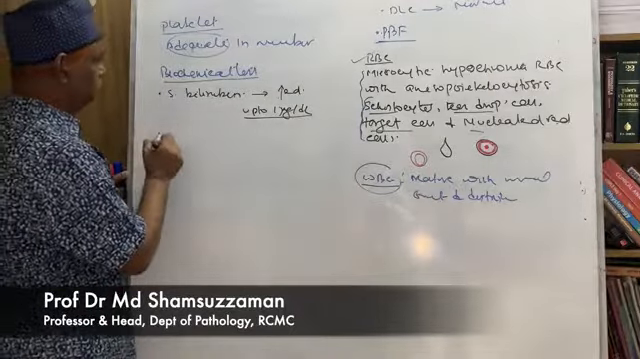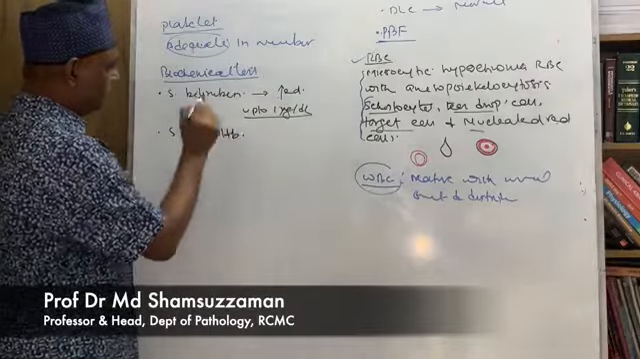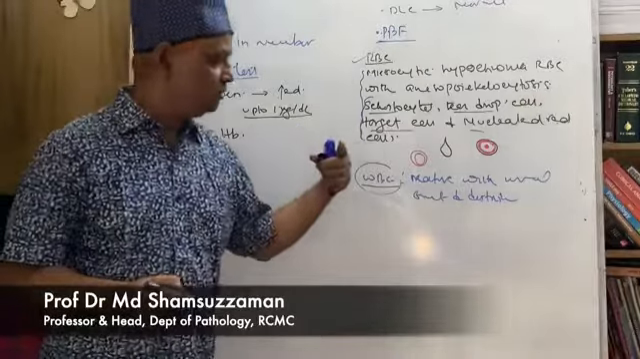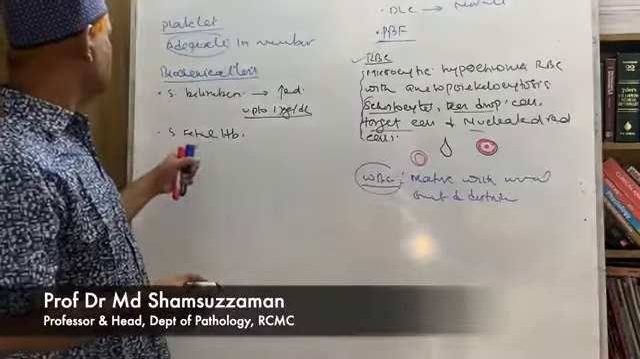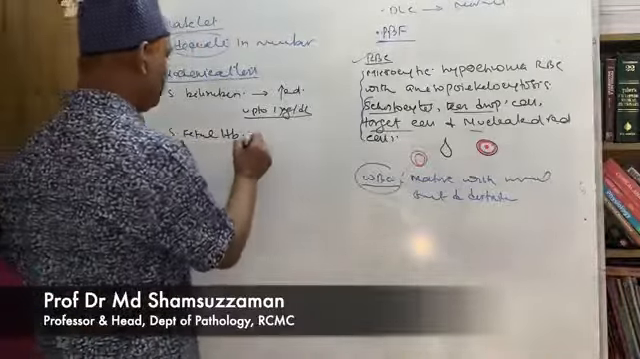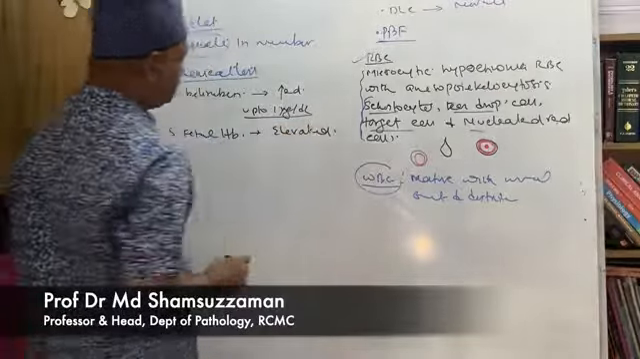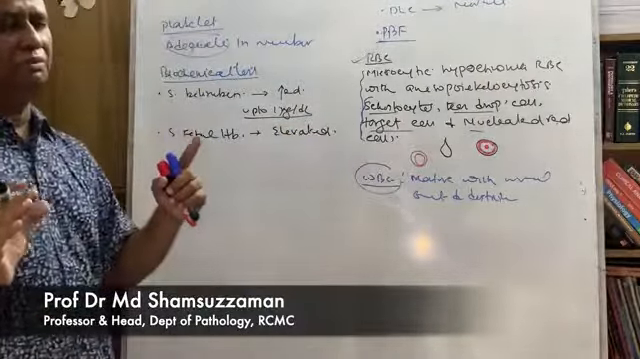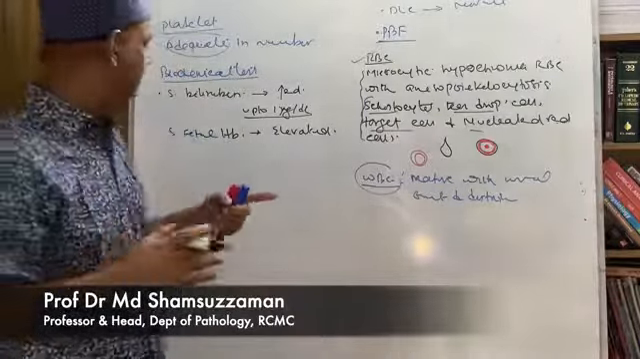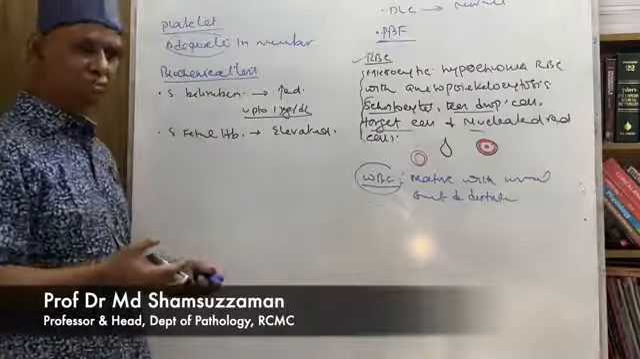Number 2, serum fetal hemoglobin. I have shown you a few minutes ago, in case of beta thalassemia, fetal hemoglobin is raised. So there will be elevated fetal hemoglobin. Dear audience, you know normal fetal hemoglobin in our body, in my body also, is less than 1%. And this fetal hemoglobin will be elevated in thalassemia.